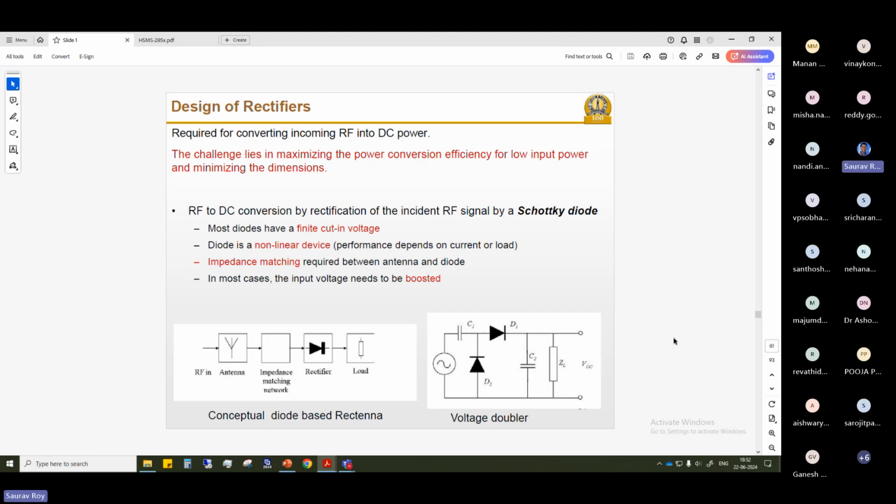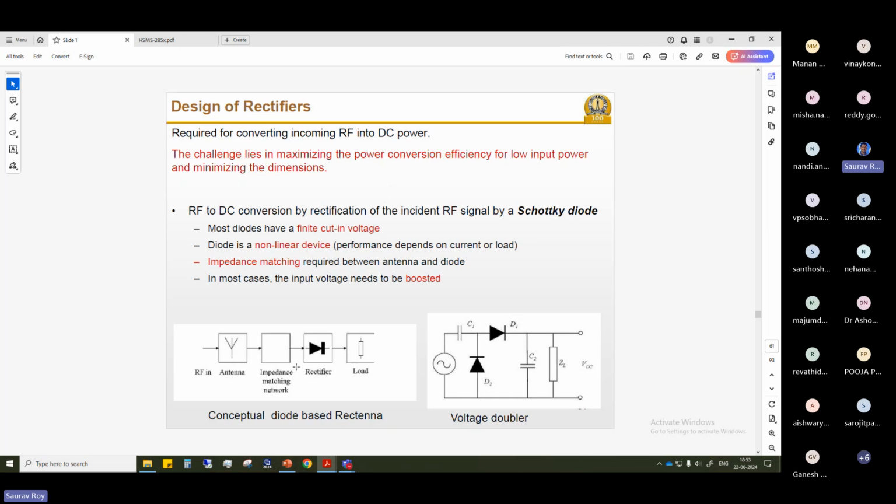So now we'll see how a basic rectenna, or energy harvesting circuit, is designed. As I told you, the basic components are obviously the antenna, then a matching circuit, then a rectifier, and then the load. The challenge is improving the power conversion efficiency.